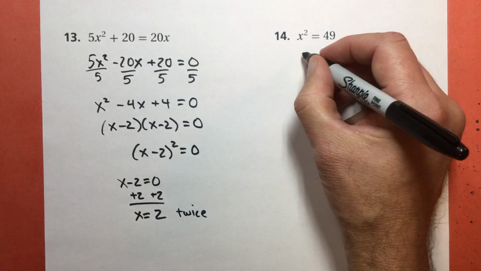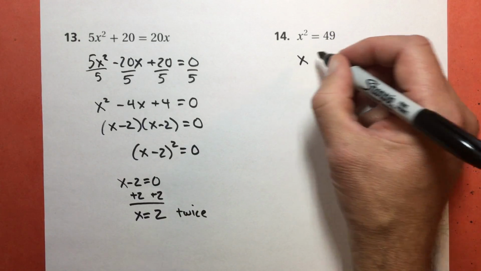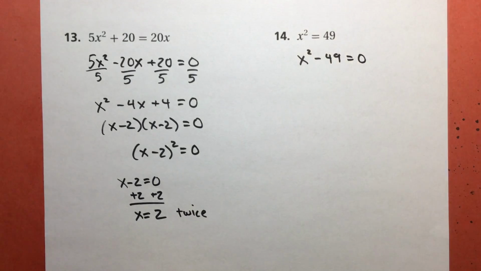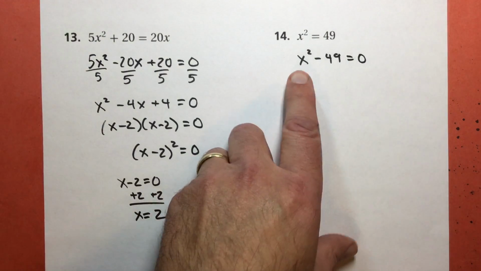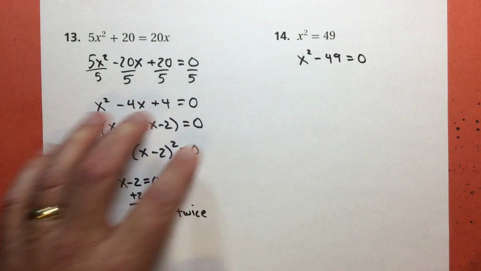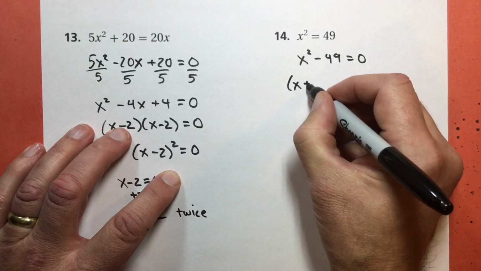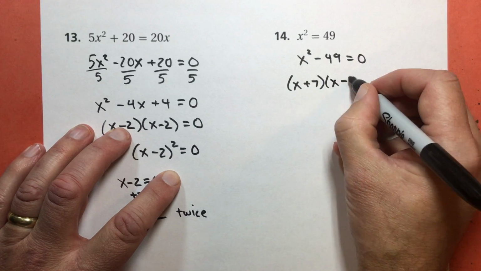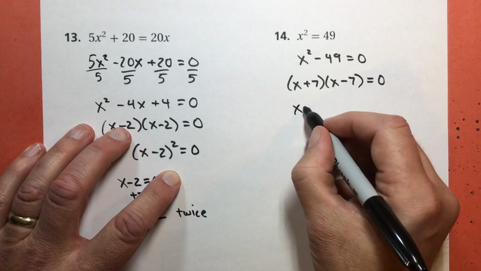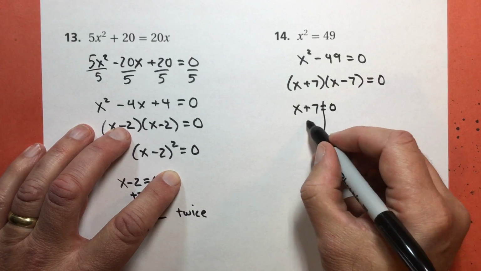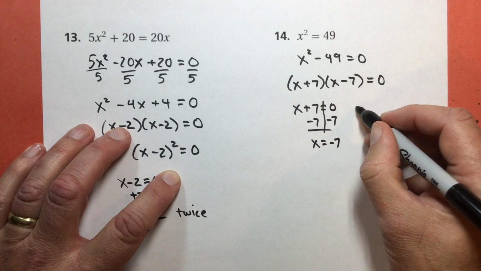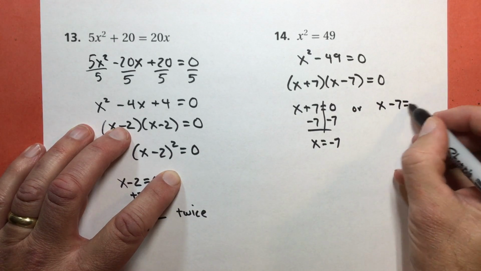Number 14, I'm going to move that 49 over by adding negative 49 to both sides. I recognize that I have x to the second power, and I have 7 to the second power. 49 is a perfect square. So this becomes x plus 7 times x subtract 7. And x plus 7 equals 0. So x equals negative 7. x subtract 7 equals 0.